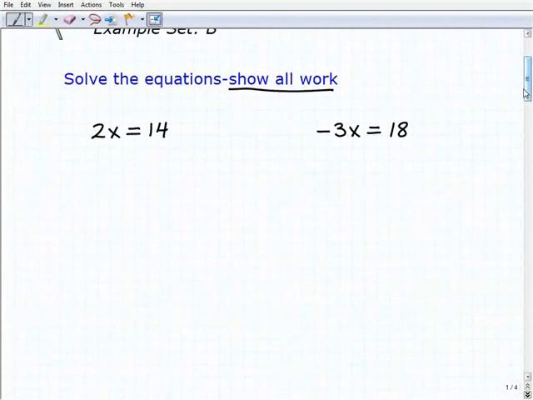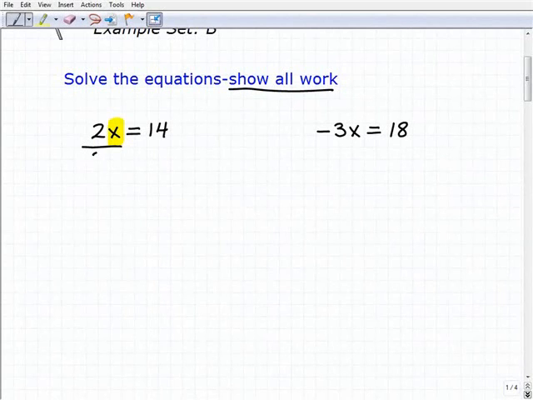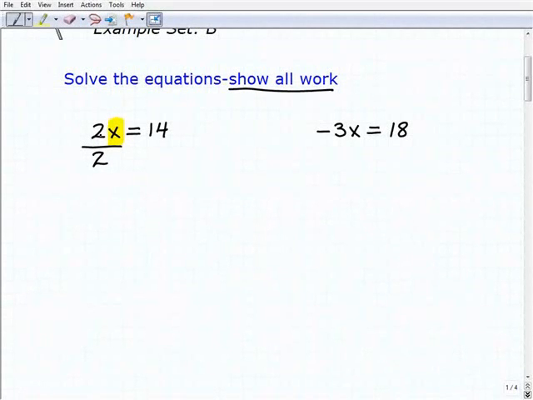So our first one is 2x equals 14. Now what does that mean, 2x? Well, that means multiplication, so that means 2 times x. If I want to get the x by itself, I have to use the inverse operation when I see multiplication. That's going to be division. So I'm going to divide both sides of the equation by 2, because I want to get x by itself. I want to isolate the variable.